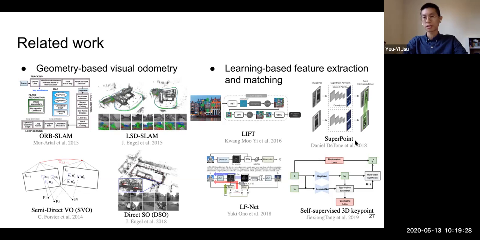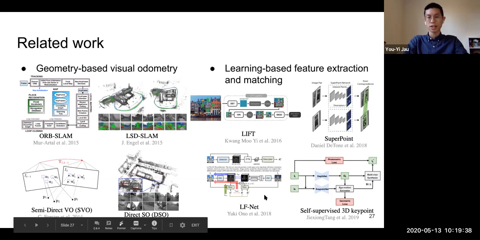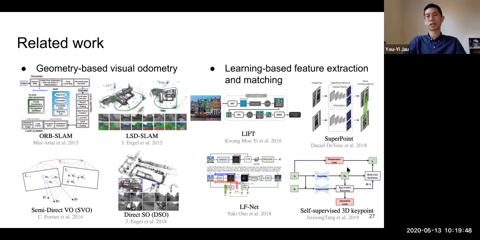For SuperPoint, they use self-supervision to train an encoder-decoder network for detector and descriptor. For LFNet, they try to achieve better subpixel accuracy. And self-supervised 3D keypoint is similar to SuperPoint, but has more integration of the 3D geometry.